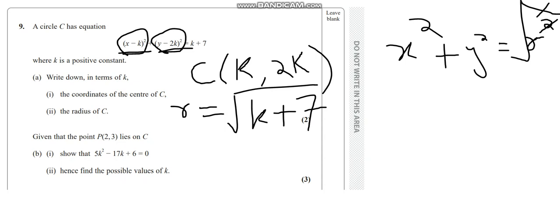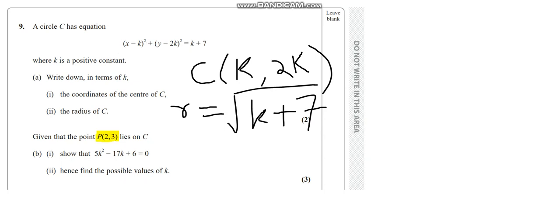2 marks easily scored. Moving on to part b, it says that given that the point P (2, 3), those are the coordinates of P, lies on C. They're saying that point P lies on C, and they ask us in the first part to show that 5k squared minus 17k plus 6 is equal to 0.